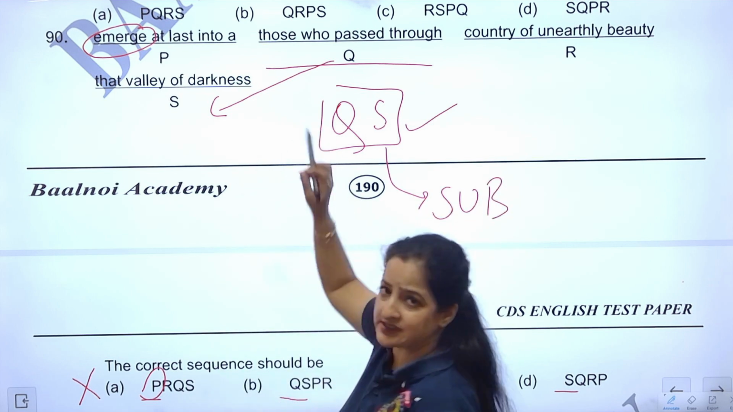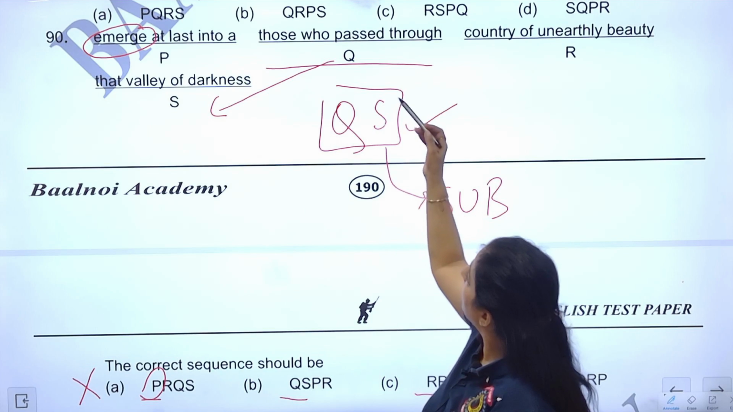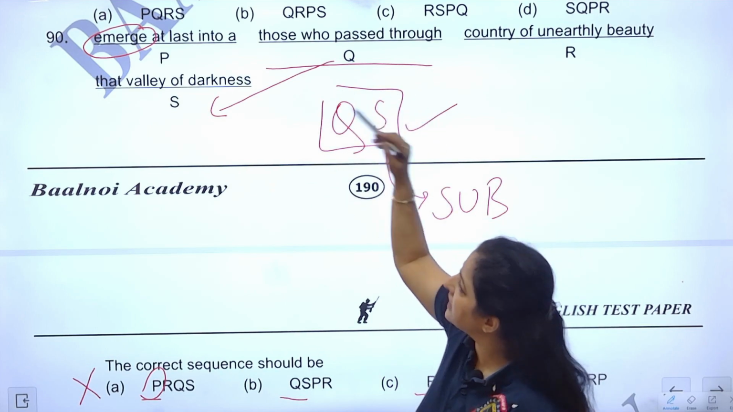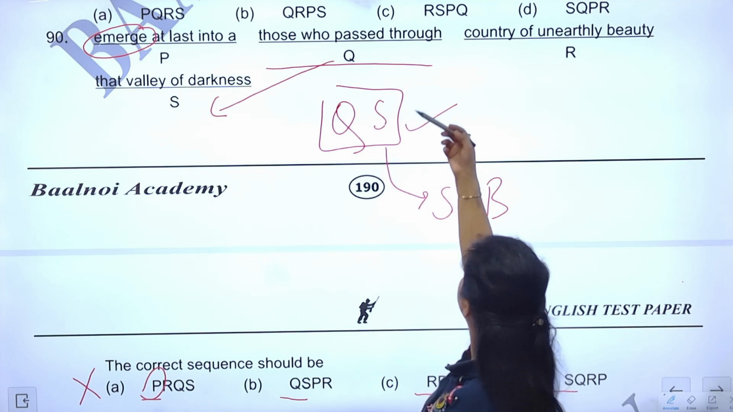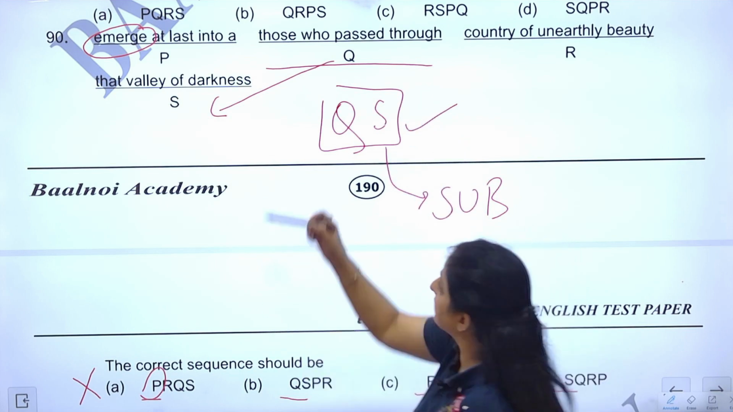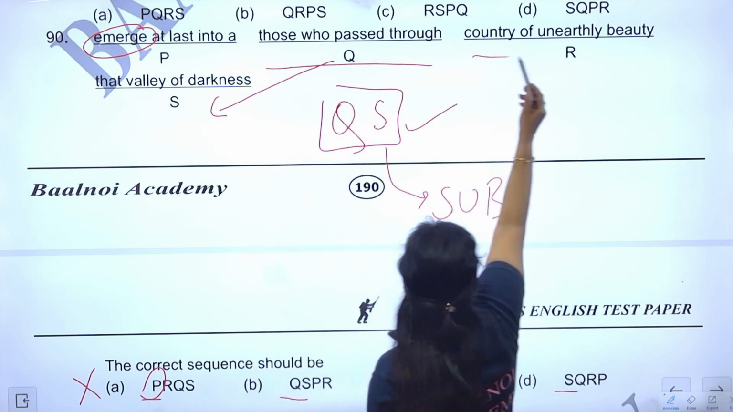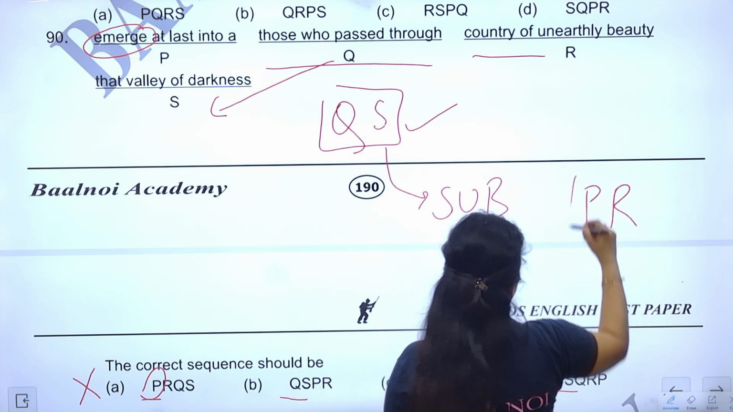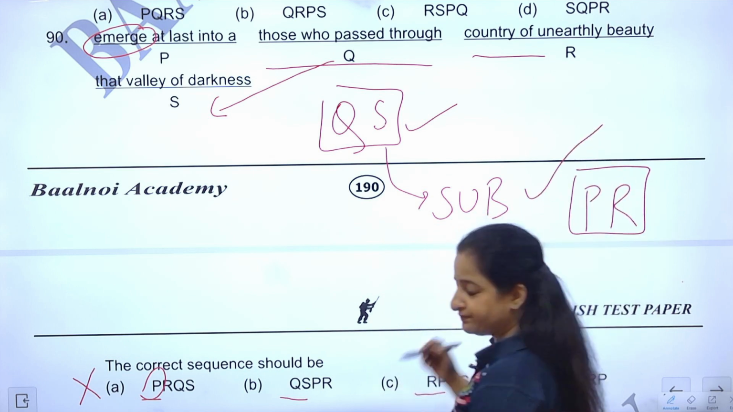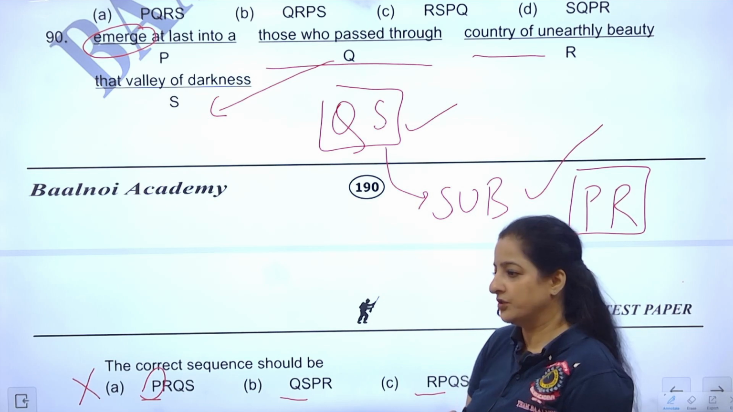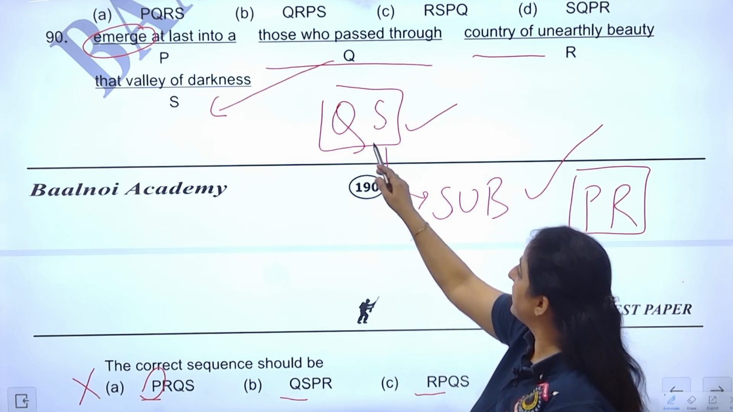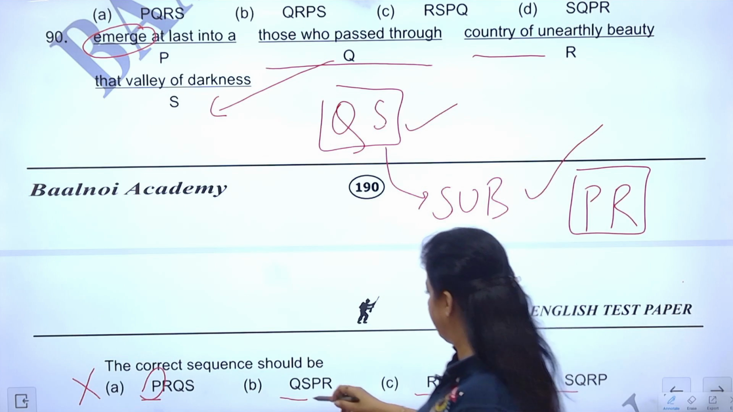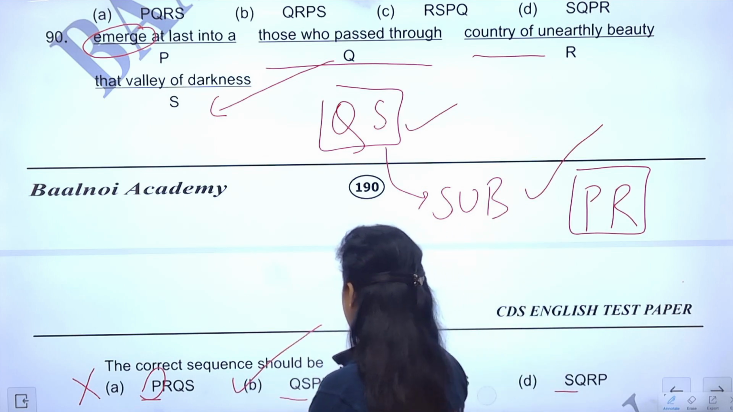This is the clause actually, the adjectival clause. Those who pass through that valley of darkness, then what happened to them? They emerge at last into a, what do they, into a what? Into a country of unearthly beauty. So that way even P and R make complete sense. Yes. So we have 2 mandatory pairs over here, Q and S and P and R, and therefore, in my opinion, the answer looks like Bravo.